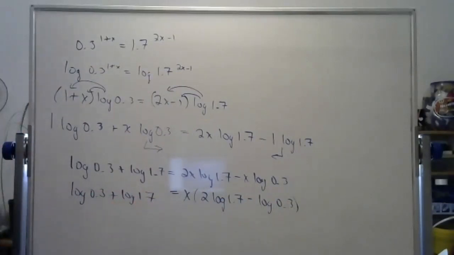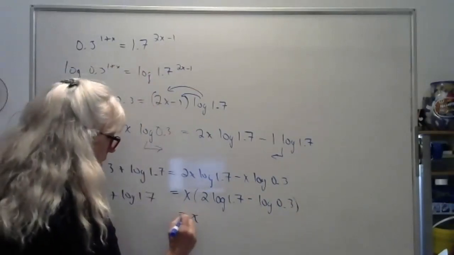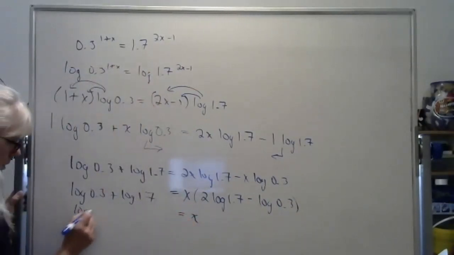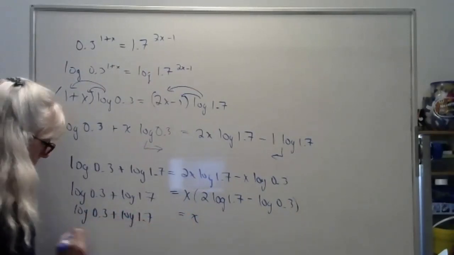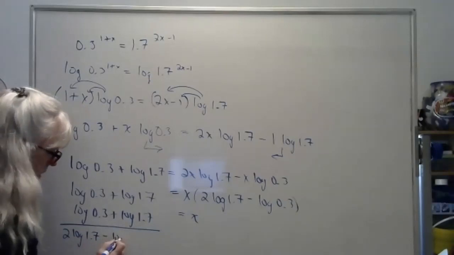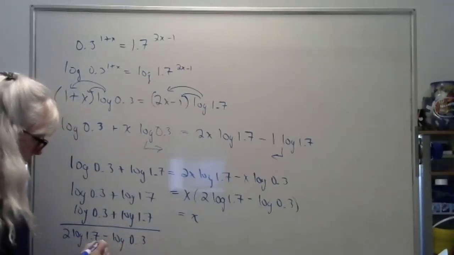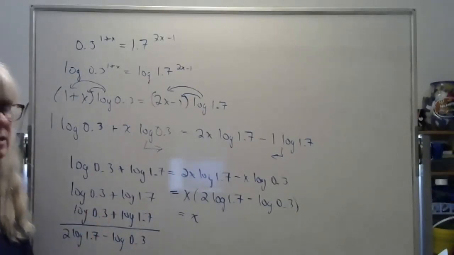And then your final step is to divide by everything that's in the parentheses, and then you're done. So x is going to be equal to the log of 0.3 plus the log of 1.7 all over 2 times the log of 1.7 minus the log of 0.3. And there's your final answer. You cannot do any canceling top to bottom here. So don't try and cancel out these log 0.3s because they're separated by signs. You cannot cancel when you have those interior signs.